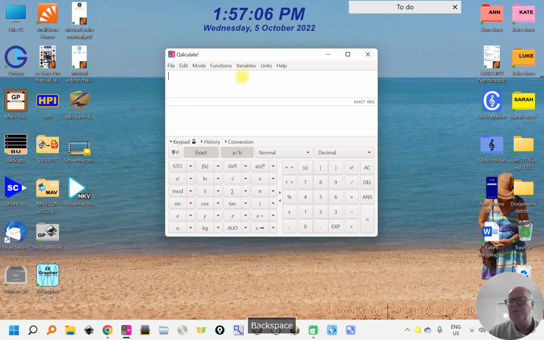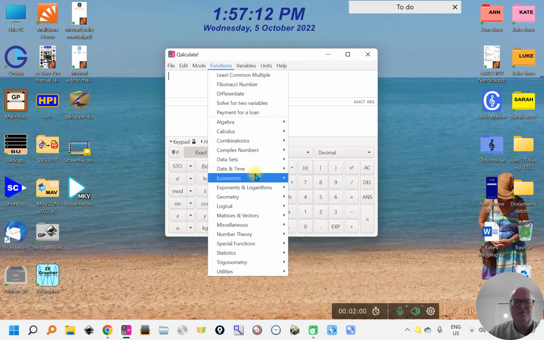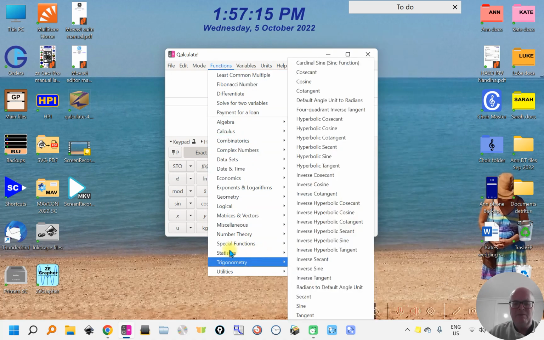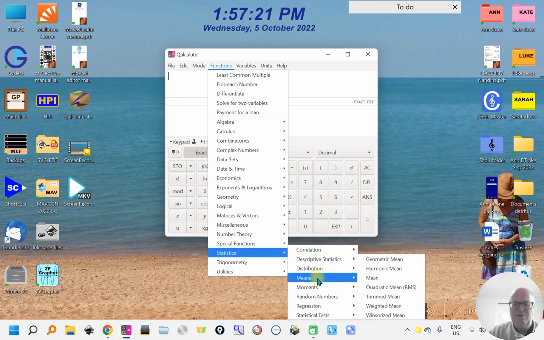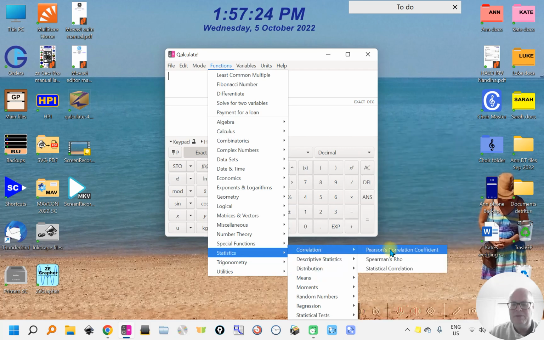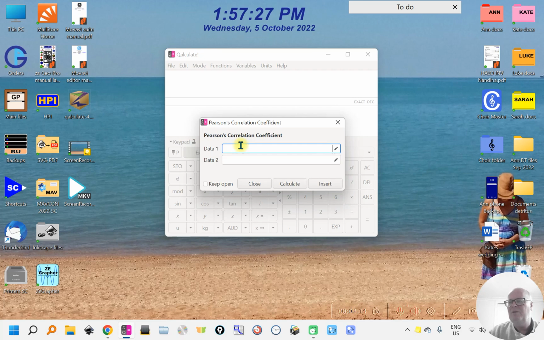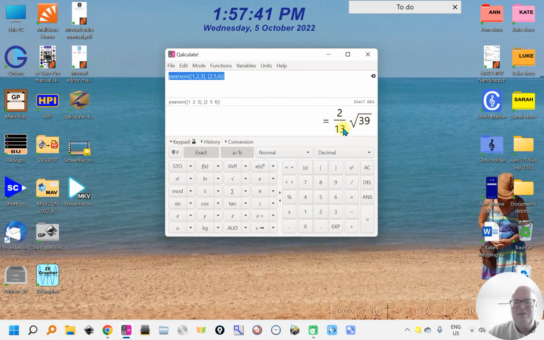Have a look at a few other options. Under functions, statistics, sometimes it gets a bit stuck. Click on statistics and you can do correlation, say Pearson's correlation coefficient. And if you want to put in some data, the two lists, let's put in 1, 2, 3 and 2, 5, 6. So that's a pretty high correlation. Calculate. Now there's the exact form. If I wanted it not exact, I could get a decimal like that. A very powerful program.